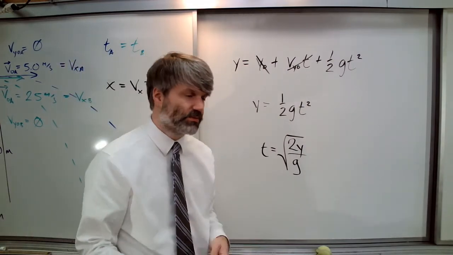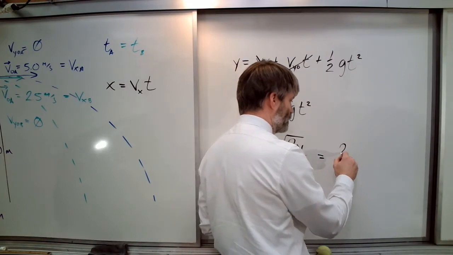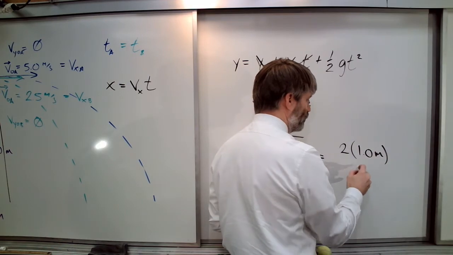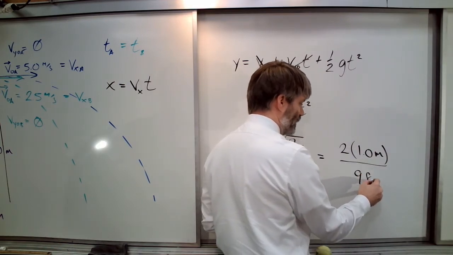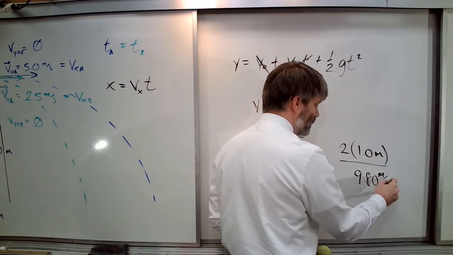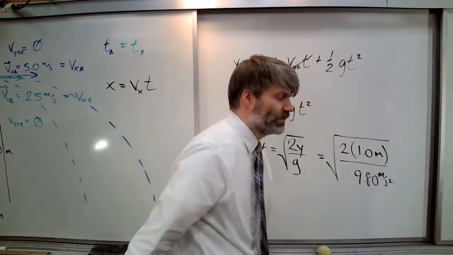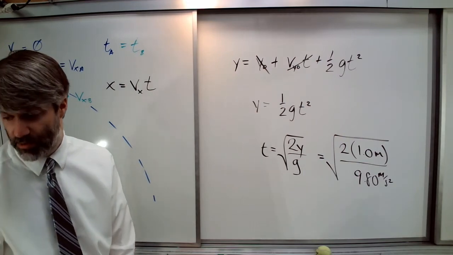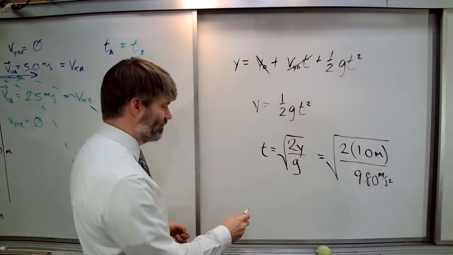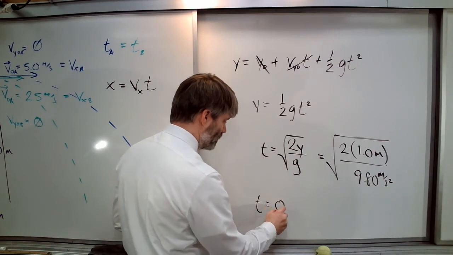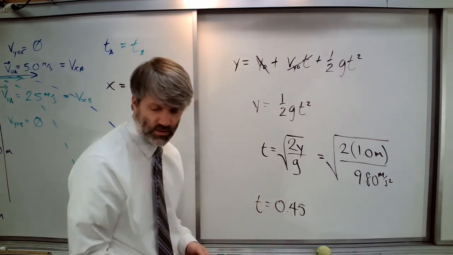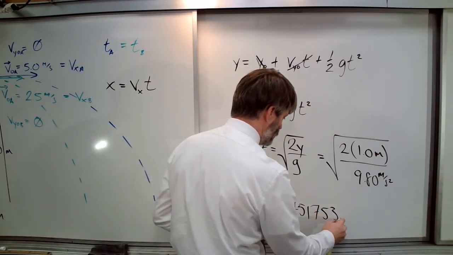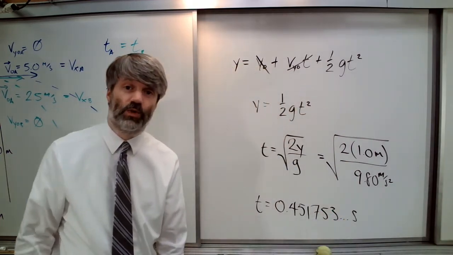So, putting in some numbers to find t, we're just going to have 2 times 1.0 meters divided by 9.80 meters per second squared. And we'll take the square root of that to find that the time for both of these balls to hit the ground is going to be about 0.451753. Right, this is what your calculator gives you.